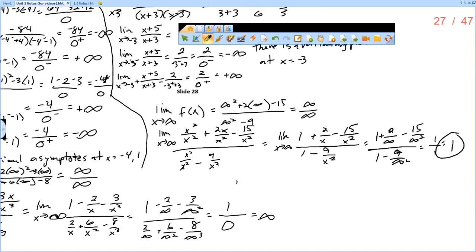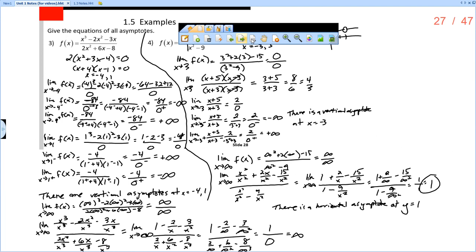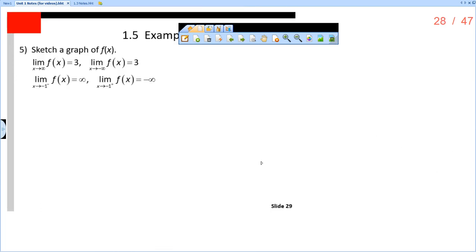And so what would you say? There is a horizontal asymptote at y equals 1. Remember, you have to say x equals for vertical, y equals for horizontal. All right, so that is slide 28. All right, so let's move on to slide 29.